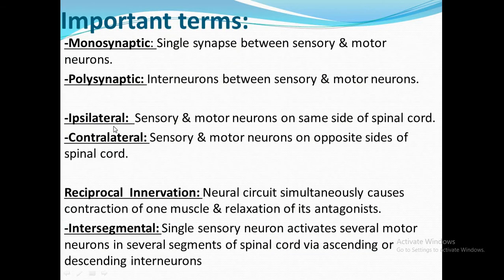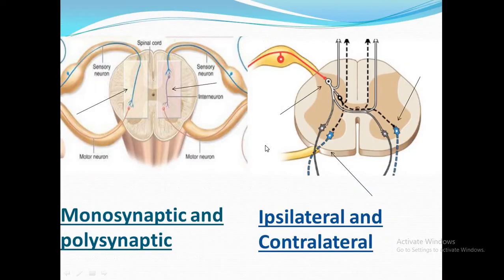Ipsilateral and contralateral. Ipsilateral is when the sensory and motor neurons are on the same side of the spinal cord. Contralateral is when the sensory and motor neurons exit and enter on opposite sides of the spinal cord. As you can see in this picture on the right side, the sensory neuron enters the spinal cord, then in the gray matter it exits on the same side via the motor roots. This is called ipsilateral. It makes a C shape. But if it exits on the opposite side, it's called contralateral.